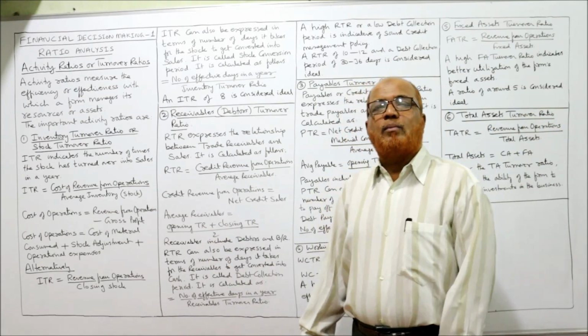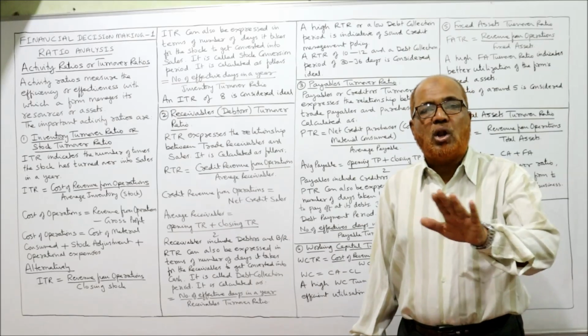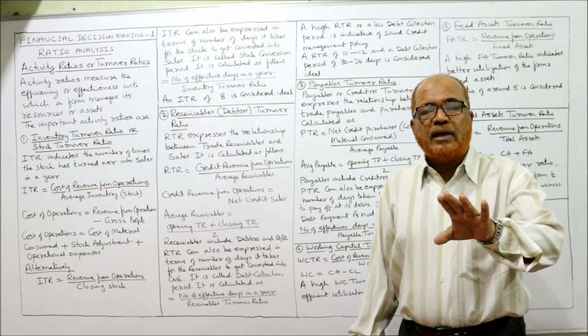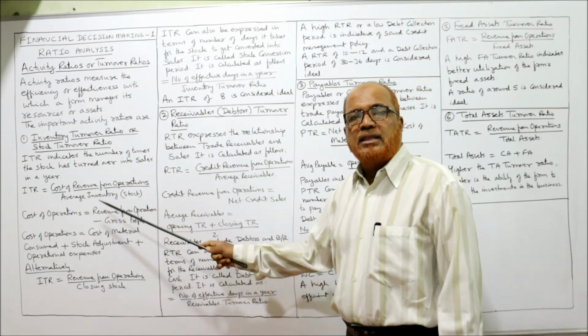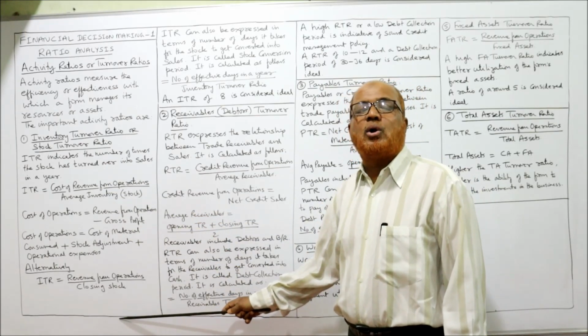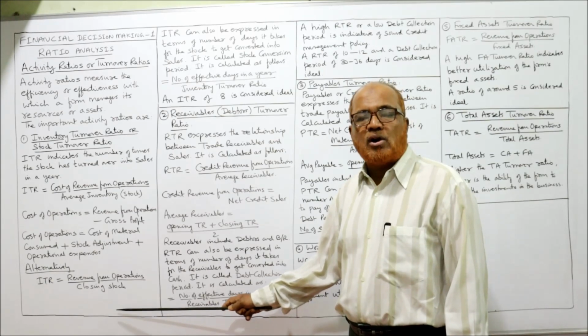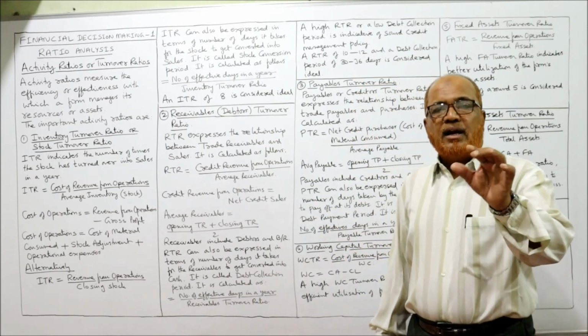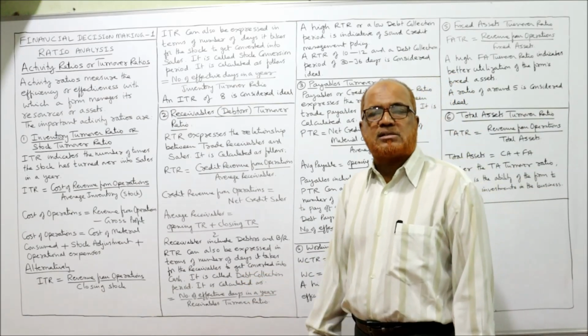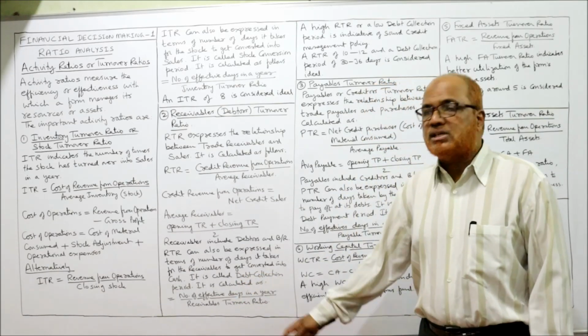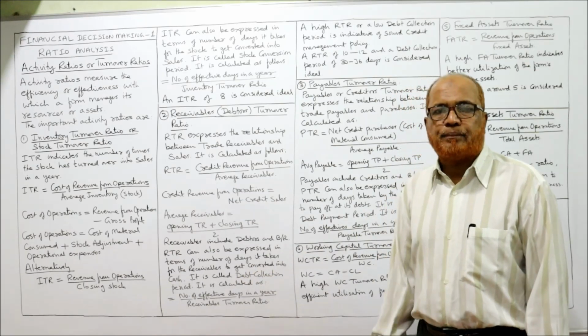But if in some problems opening inventory is not given, we cannot compute the average inventory. In that case, the denominator will take closing stock. So what is the alternative formula? Inventory turnover ratio is equal to revenue from operations divided by closing stock or closing inventory.